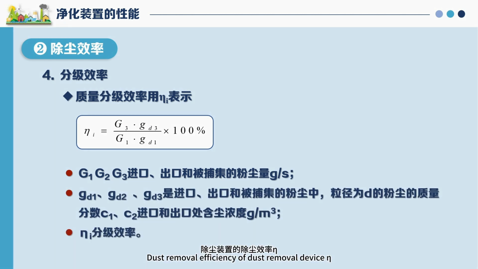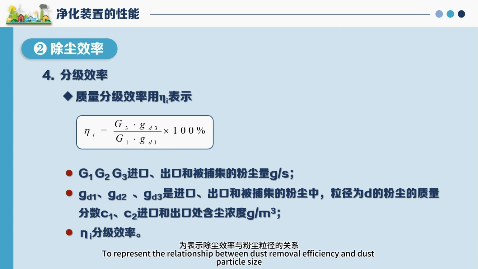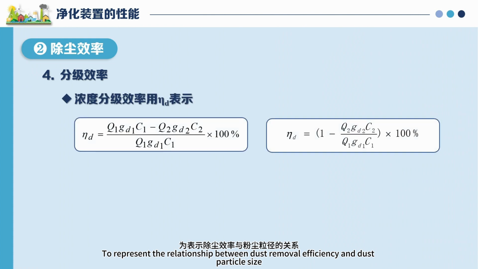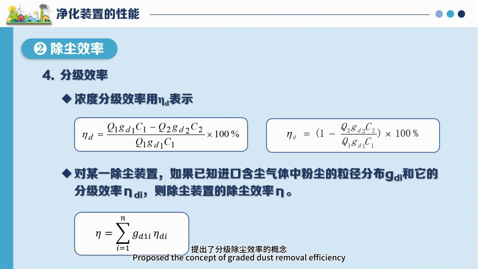The dust removal efficiency ETA of a dust removal device refers to the total dust removal efficiency of a dust collector for a certain type of dust under certain operating conditions. But under the same operating conditions, the same dust collector has different dust removal efficiency for dust with different particle size distributions. Therefore, to represent the relationship between dust removal efficiency and dust particle size, the concept of graded dust removal efficiency is proposed.